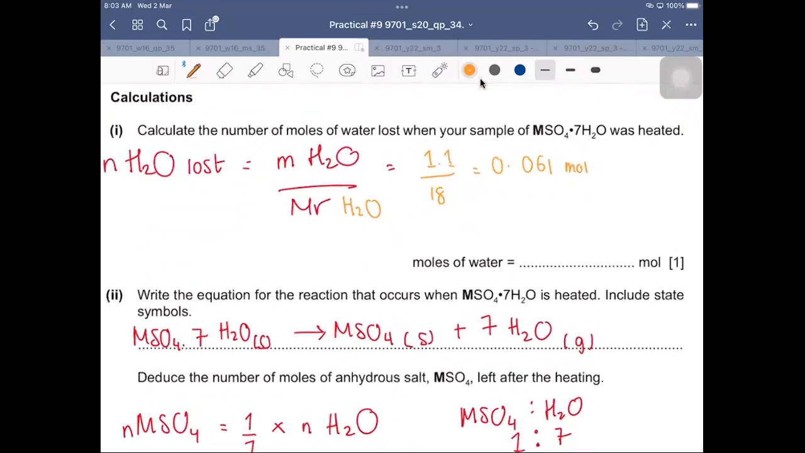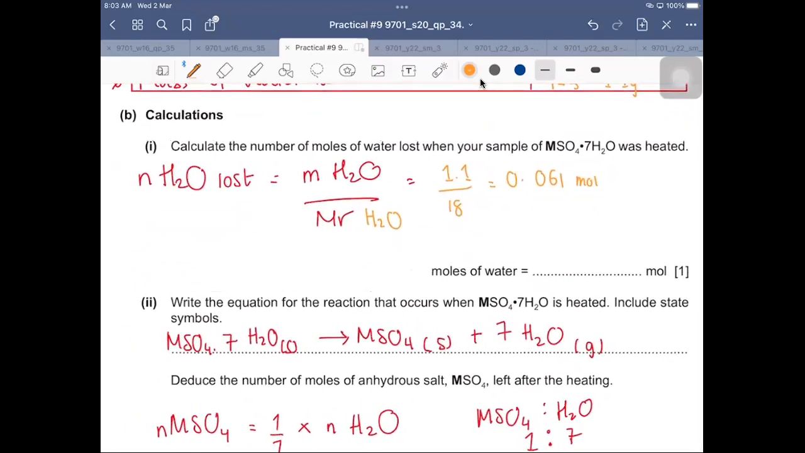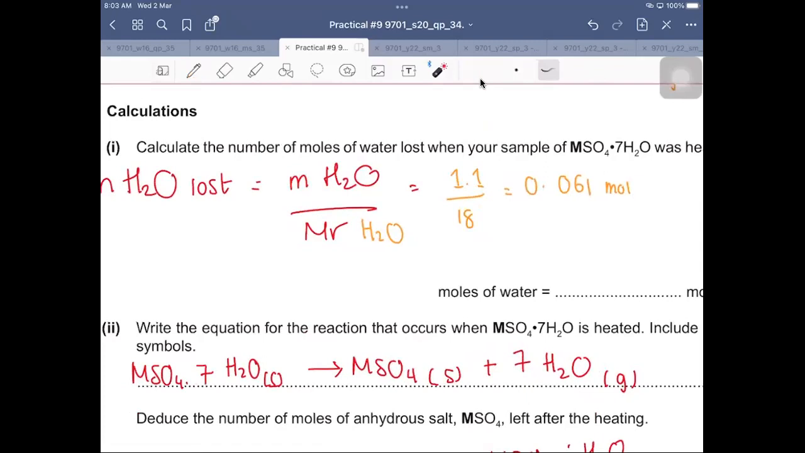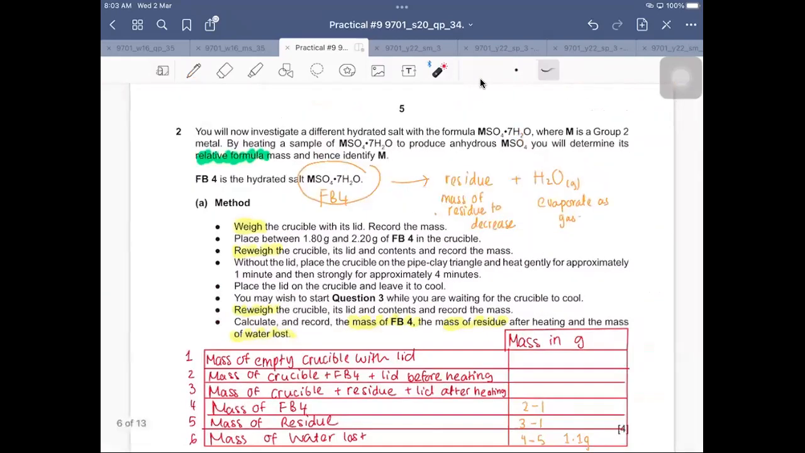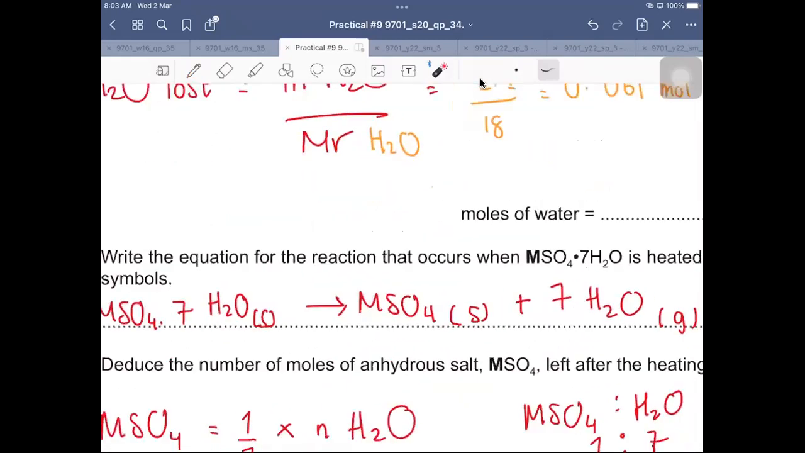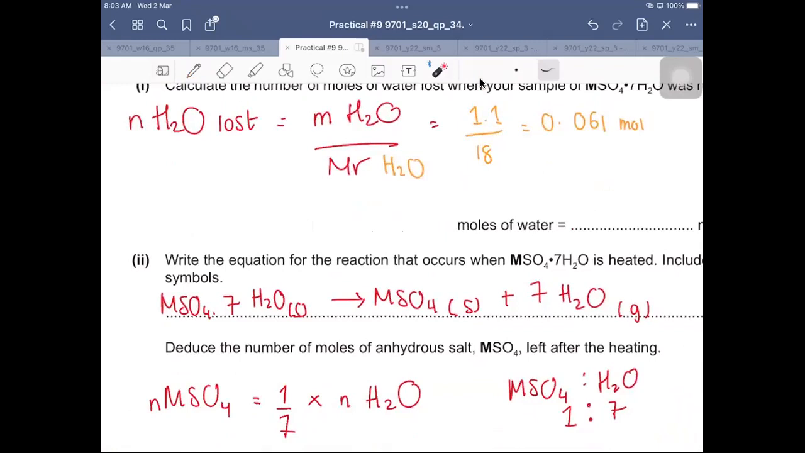Write the equation for the reaction that occurs when this metal sulfate is heated. Okay, so that is the equation. When you heat the M sulfate with 7H2O, the residue is actually MSO4, where M is group 2. So it's metal sulfate solid plus 7H2O. So this is the reason why there's a decrease in mass.